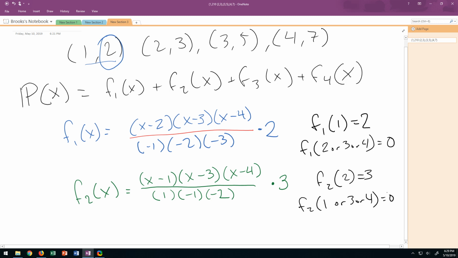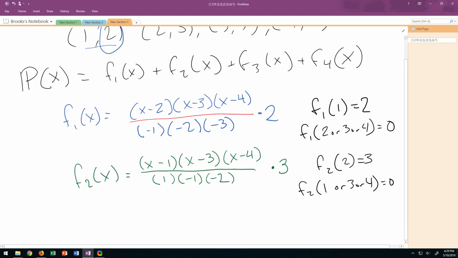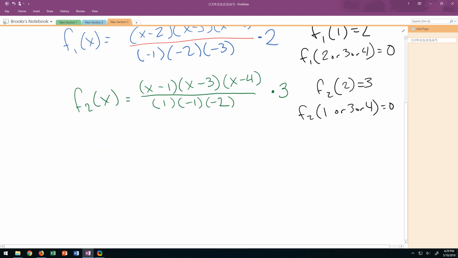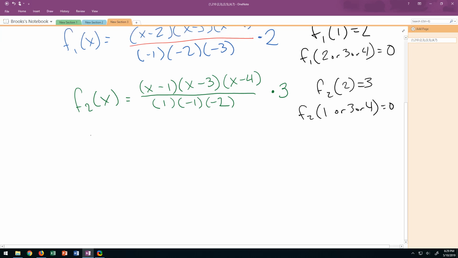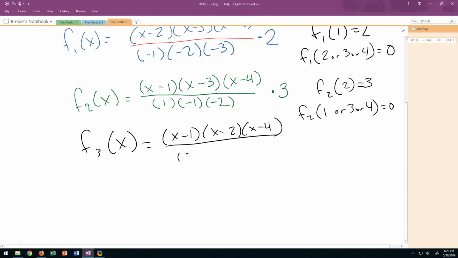All right. In a similar fashion, we can create easily the rest of the polynomials, which I will do in a hot second right here. Let's just go back to black. f sub 3 of x, piece of cake. All right, x minus 1, x minus 2, x minus 4, and then we've got to put it over 3 minus 1, and then 3 minus 2, and then 3 minus 4, piece of cake.